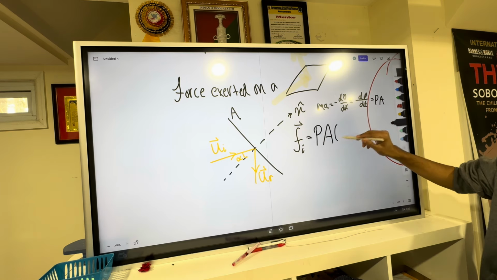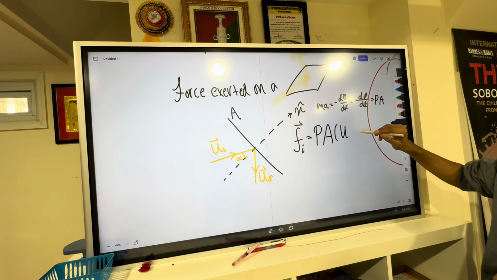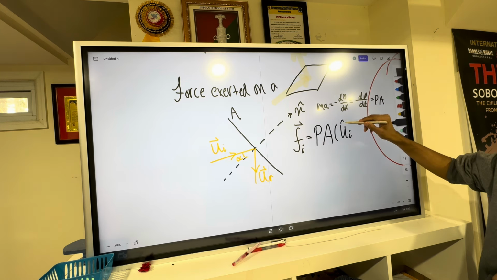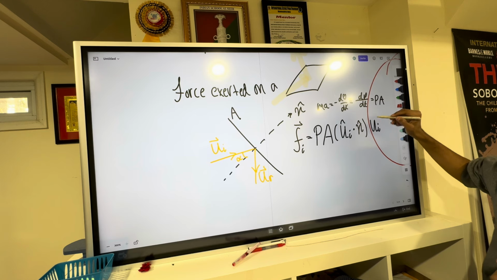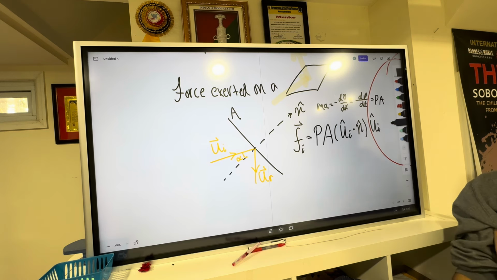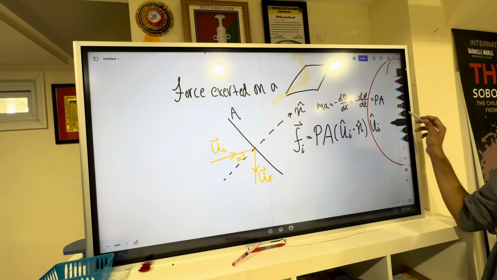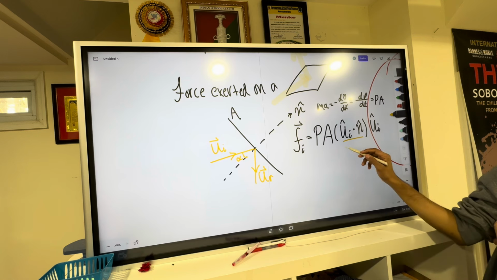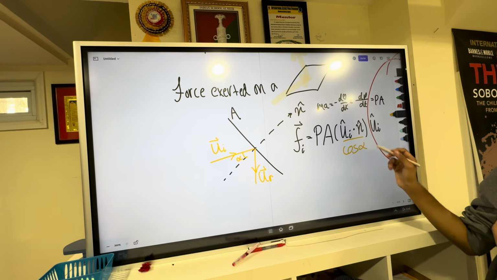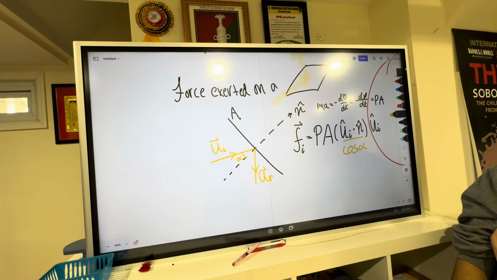Here's the full force law. It's the dot product of the incident vector with the normal vector times the incident vector. So let's try to break this down and understand what's going on. First of all, the dot product of u sub I and n. What does that mean? That's just cosine of alpha, isn't it?